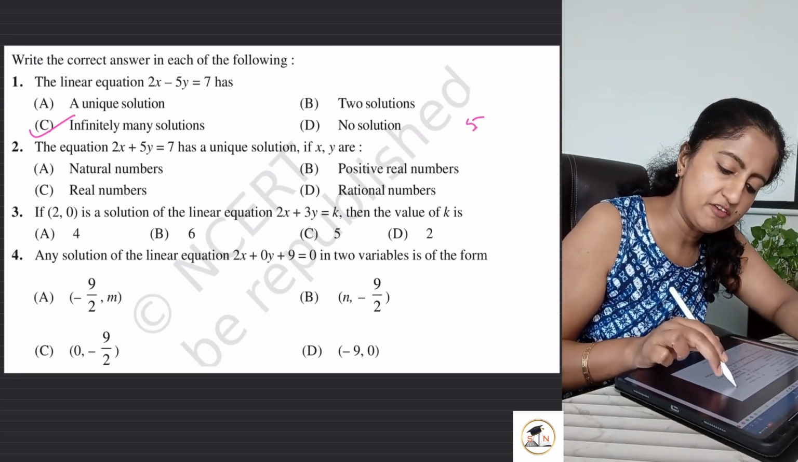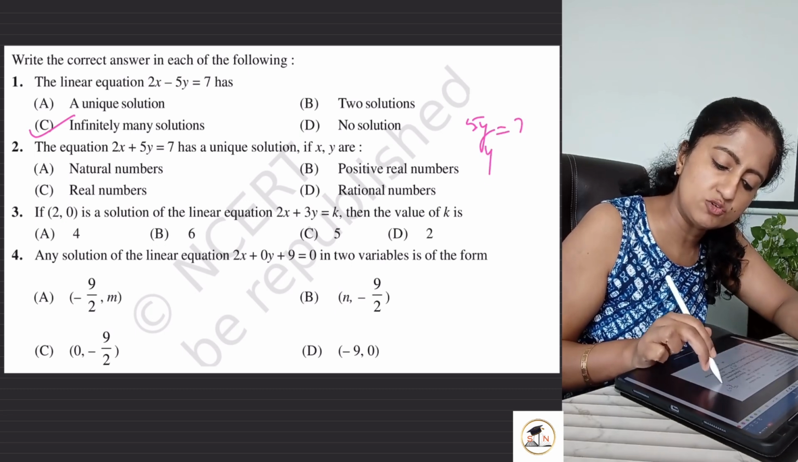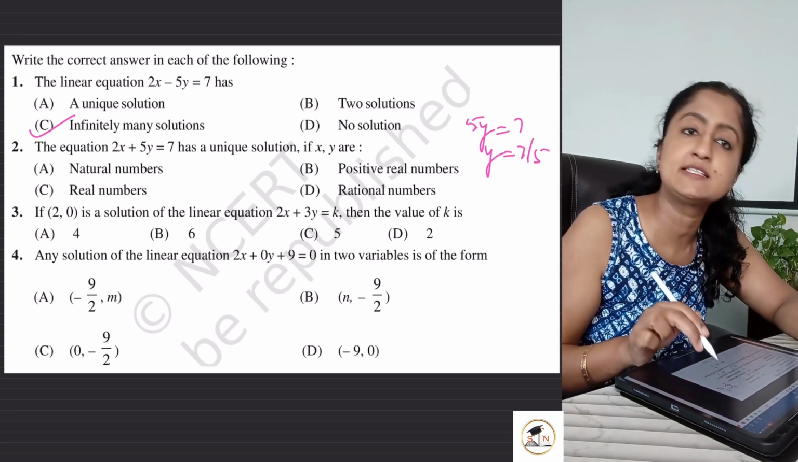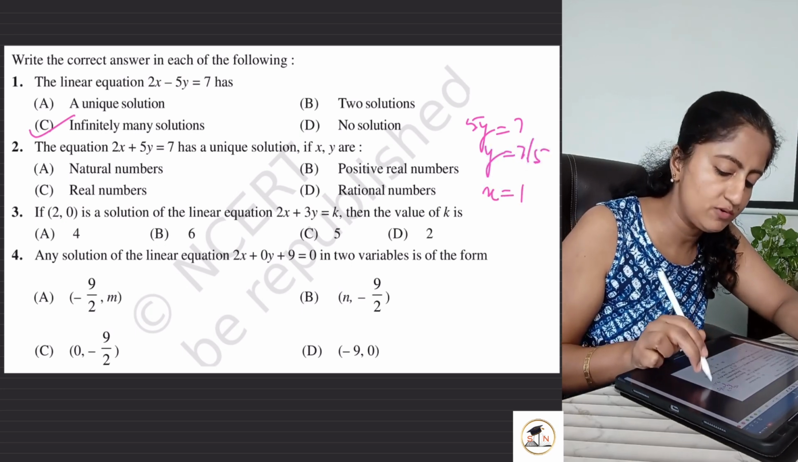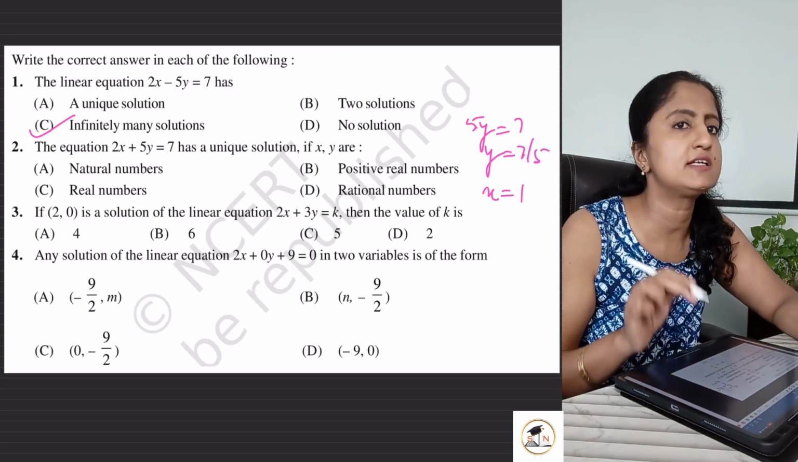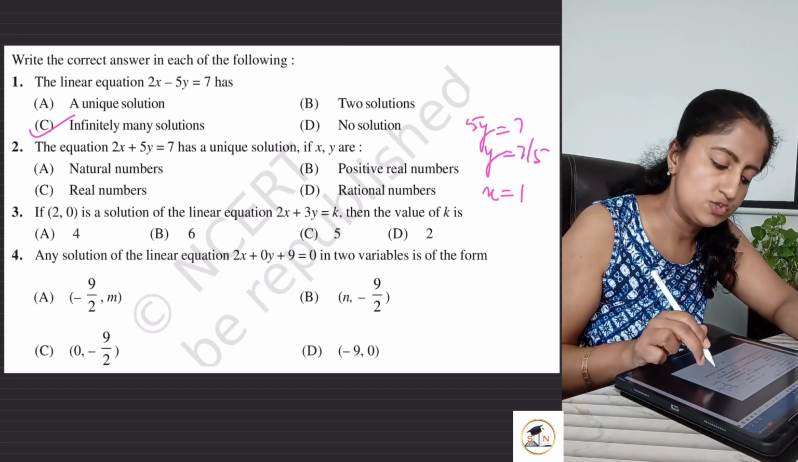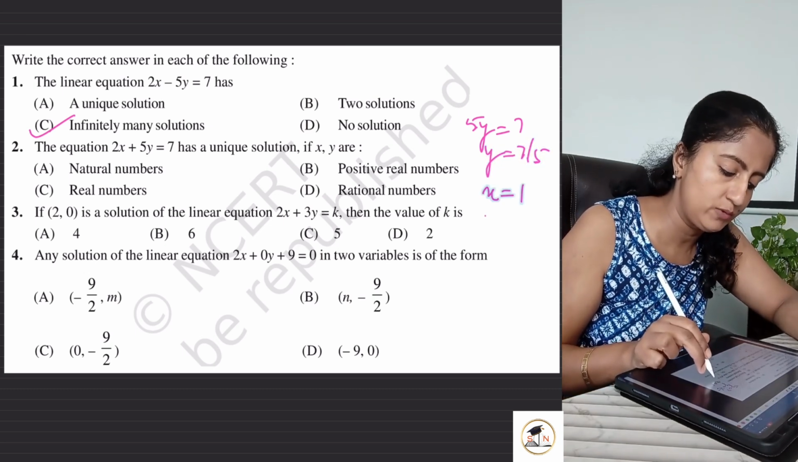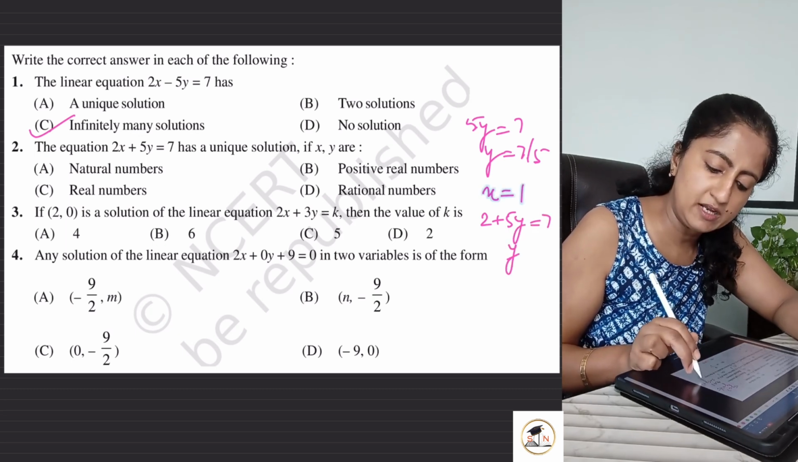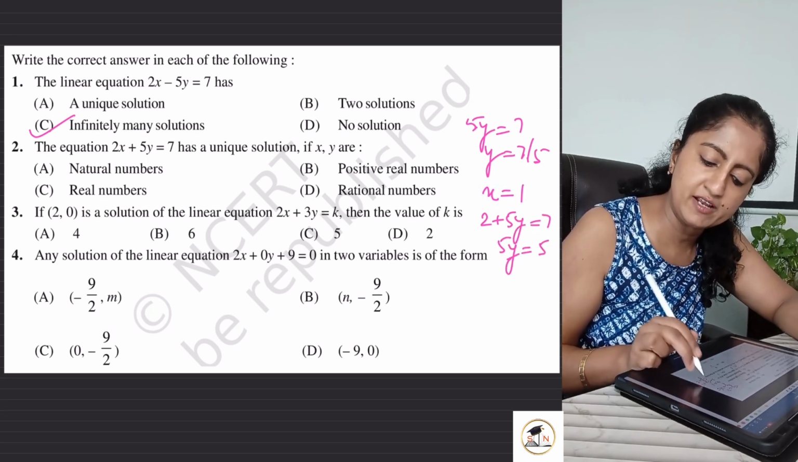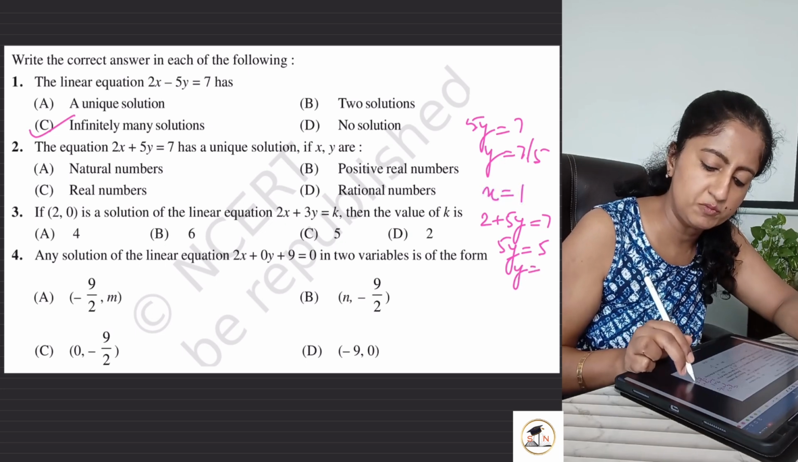What do we get? 5y equals 7. So y equals 7 by 5. It is rational, right? Now, if I substitute x equals 1, अब 1 क्या है? It's a natural number, right? So if I substitute x as 1, what do I get? 2 plus 5y equals 7. So 5y comes out to be 5. So y comes out to be 1.